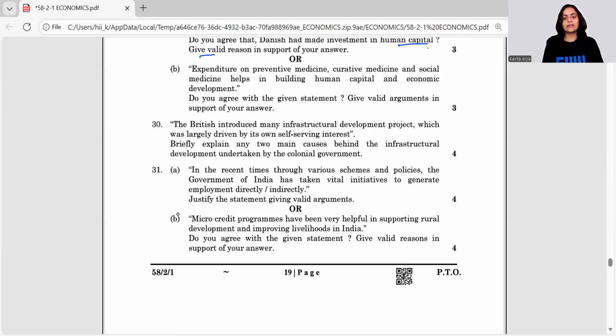Then the next part says the expenditure on preventive medicine, curative medicine, and social medicine helps in building human capital and economic development. Do you agree? Give valid reasons. Of course, yes. Because all this would keep the people healthy. And healthy people means less absenteeism, more productivity, more production per unit time, meaning in less time and less input, more is supplied as output. So this would definitely lead to economic development and human capital.